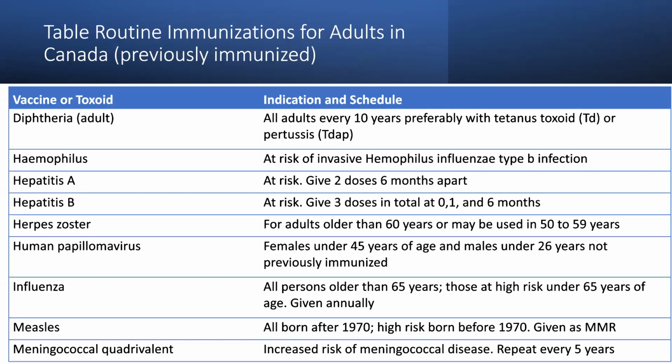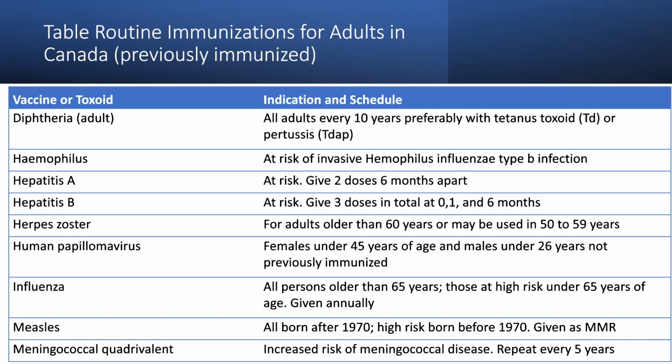So this is the routine immunization for adults in Canada. Vaccine or toxoid: diphtheria for adults is scheduled for all adults every 10 years, preferably with the tetanus toxoid or the pertussis, that is DTaP. Haemophilus vaccine for those at risk of invasive Haemophilus influenzae type B infection. Hepatitis A, if at risk, give 2 doses 6 months apart. Hepatitis B, if at risk, give 3 doses in total at 0, 1, and 6 months.